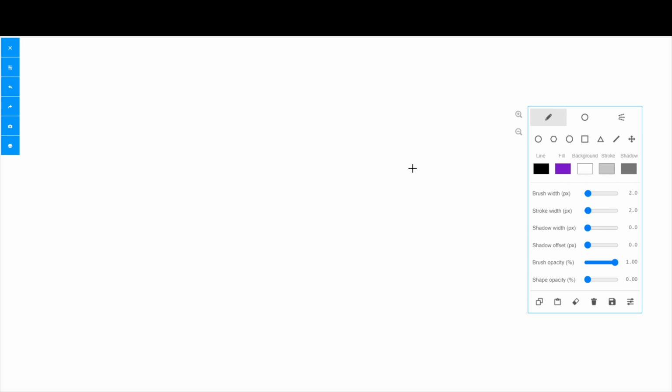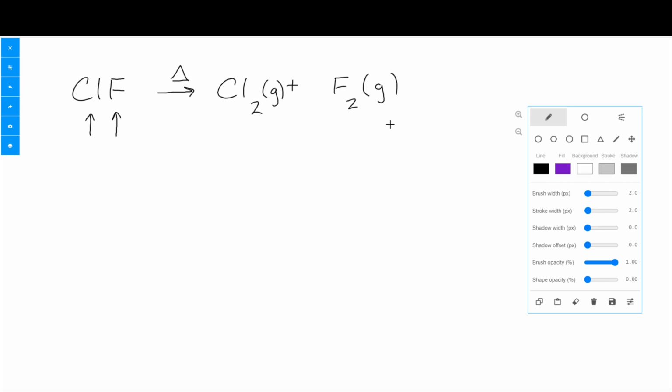One final type of reaction: binary compounds. Let's say we had ClF in the presence of heat. ClF will decompose into its component elements. This is a binary compound, composed of just two different elements. So Cl2, remember it's a Hunkelbrief element, plus F2.